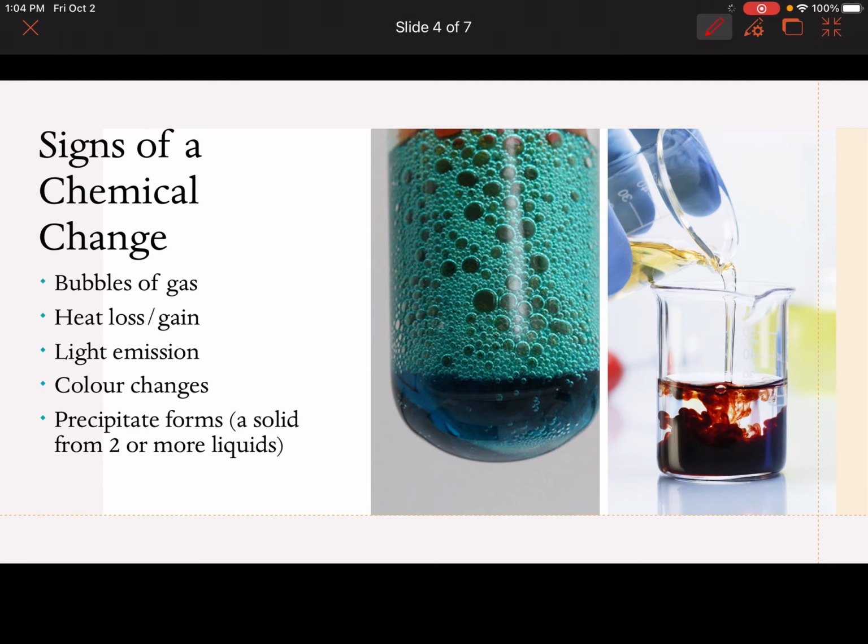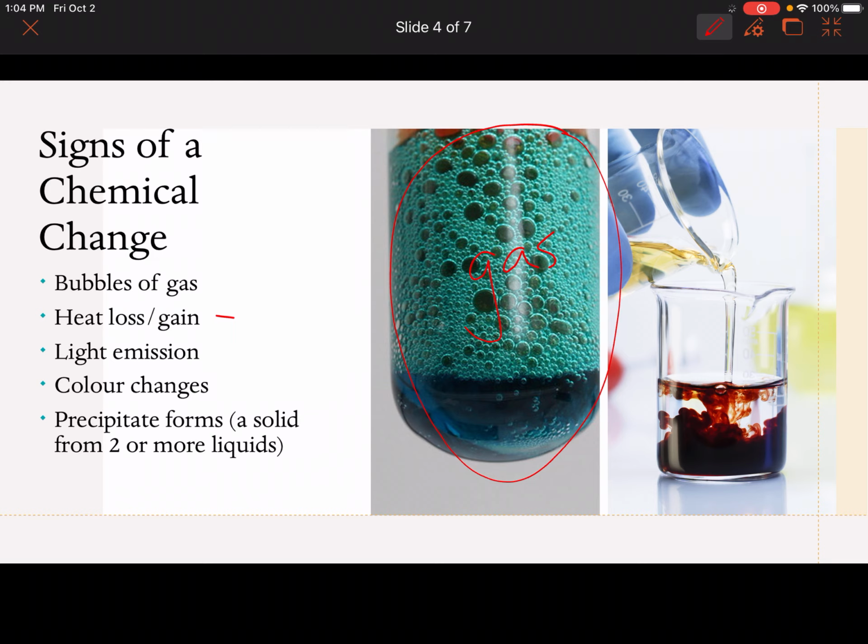Now, there are signs. How do we determine which one is a chemical and which one is a physical change? So signs of a chemical change, the first one here is bubbles of gas. So if you ever have a chemical reaction and you see lots of these little bubbles, these are gas molecules that are being produced. And that would be a sign of a chemical change.